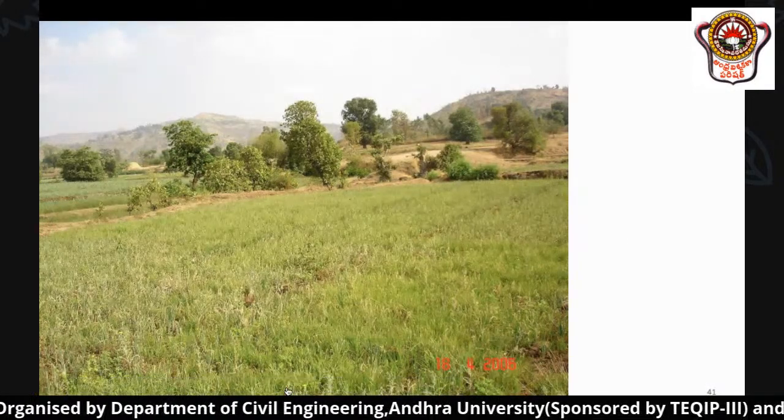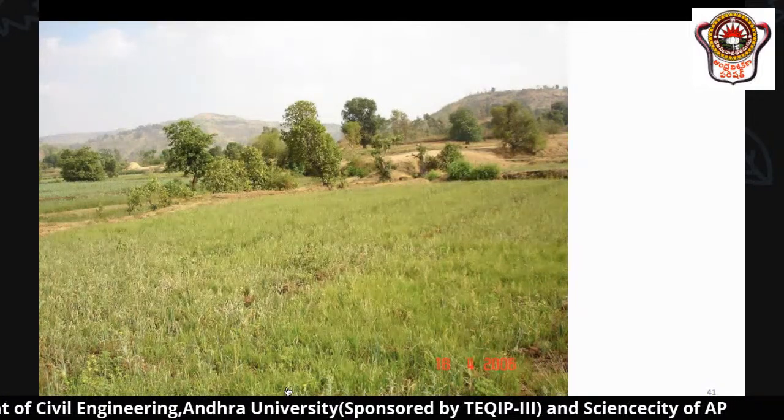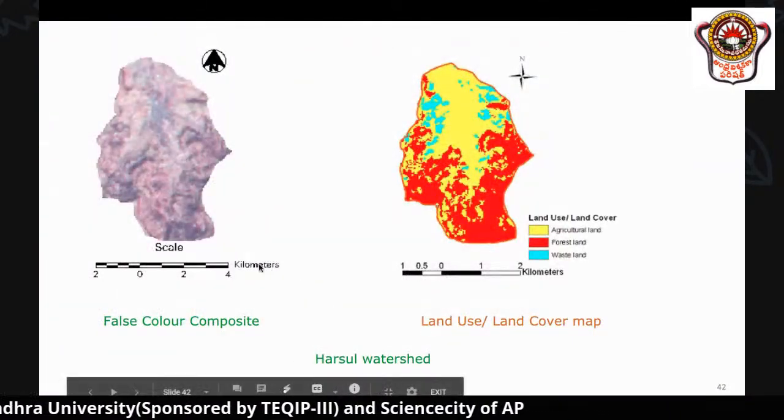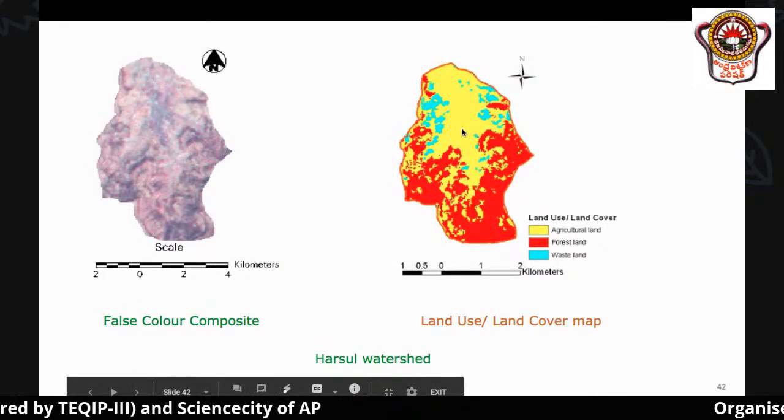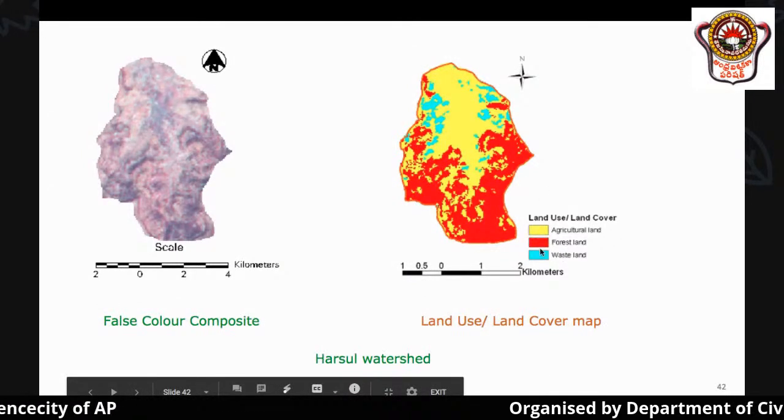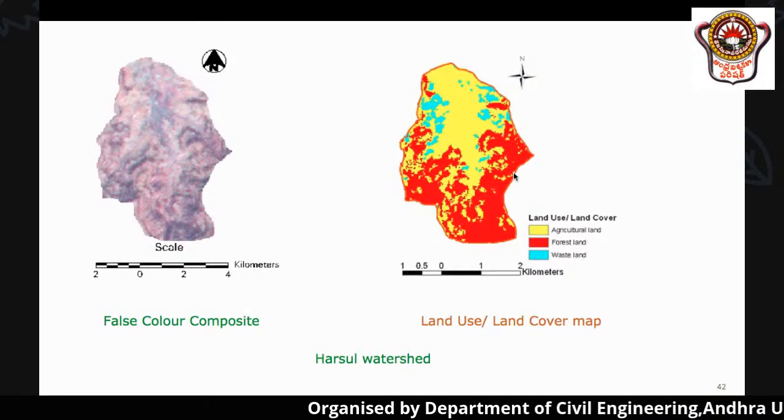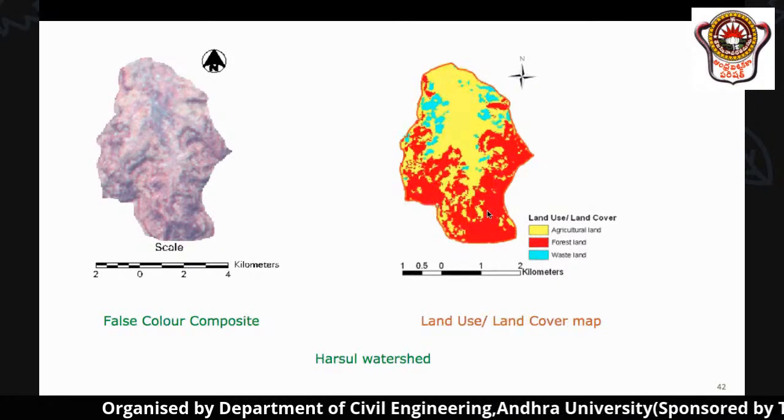So this is the land use land cover, typical land use land cover of an area. So you see, when preparing the map from satellite, this is the way it is available: agricultural land, forest land, wasteland. So this is the input which is going to the model, any of the hydrological models.